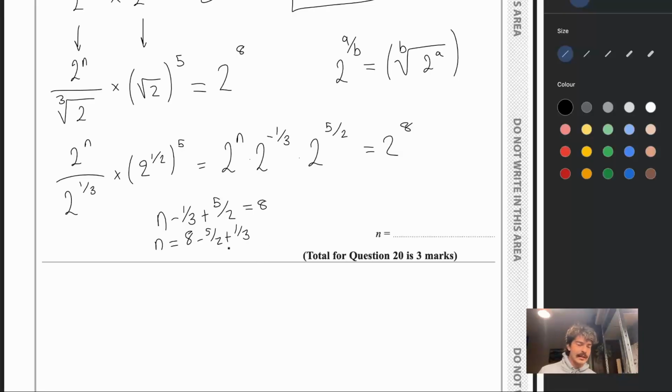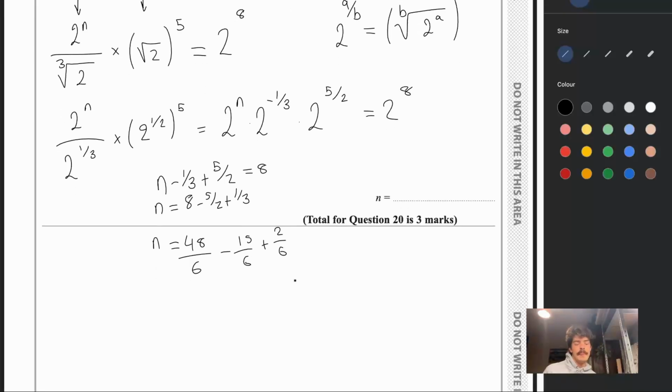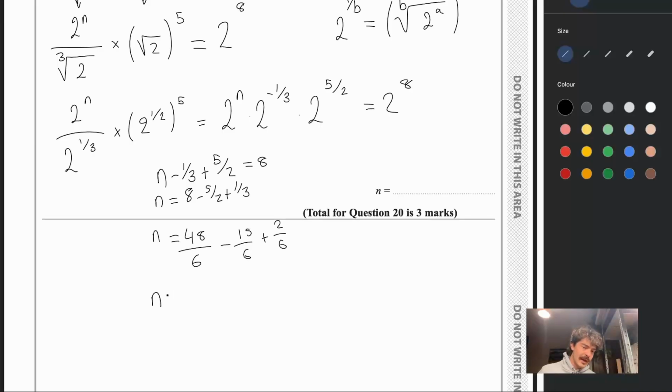The nicest way to now approach this is to give everything the same denominator, and essentially we just want to move everything to the other side. So n is equal to 8 minus 5 over 2 plus 1/3. I would say that the nicest way to do this is to get everything over 6. So n is equal to 48 over 6, take away, what's this going to become? Multiplied by 3, 15 over 6, plus times 2, 2 over 6. And as such, you are left with n equals 48 minus 15 plus 2, which gives 35 over 6.